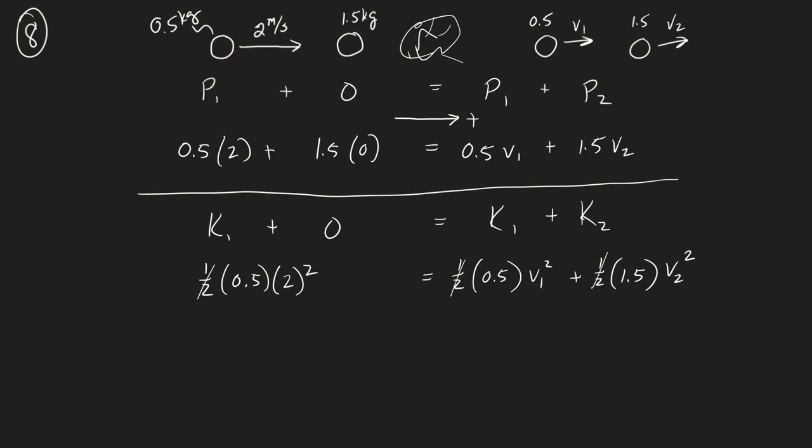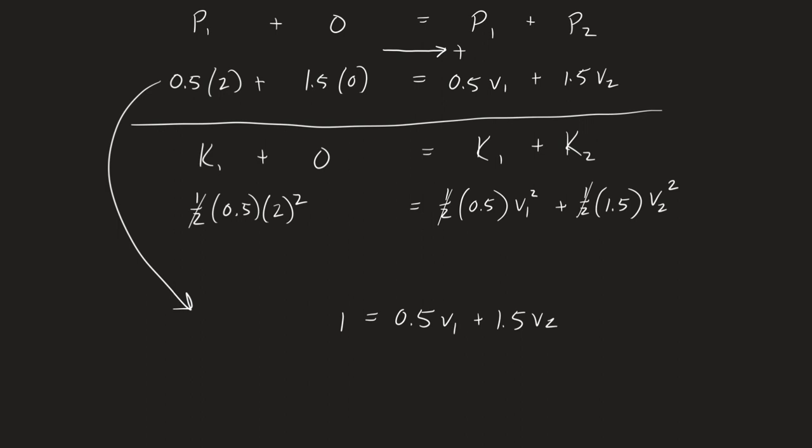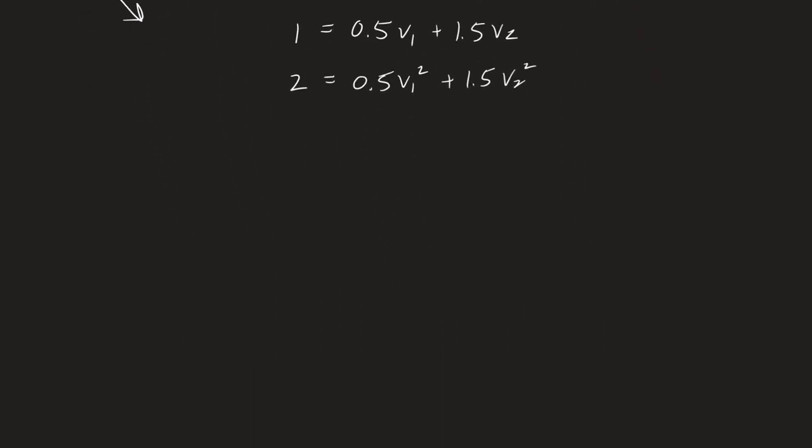So let's write them a little neater. I'll have 0.5 times 2, that's just 1, equals 0.5 V1 plus 1.5 V2. And 0.5 times 2 squared is 2, equals 0.5 V1 squared plus 1.5 V2 squared. There, I'm just cleaning it up.